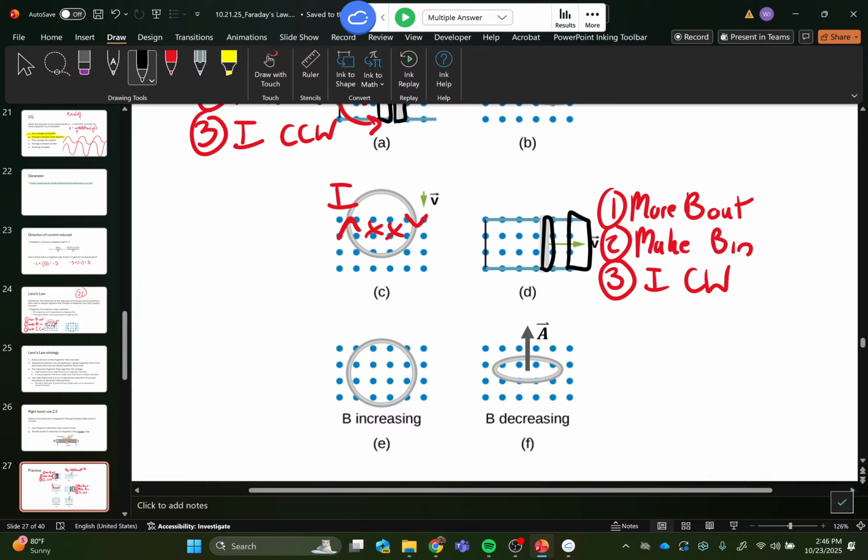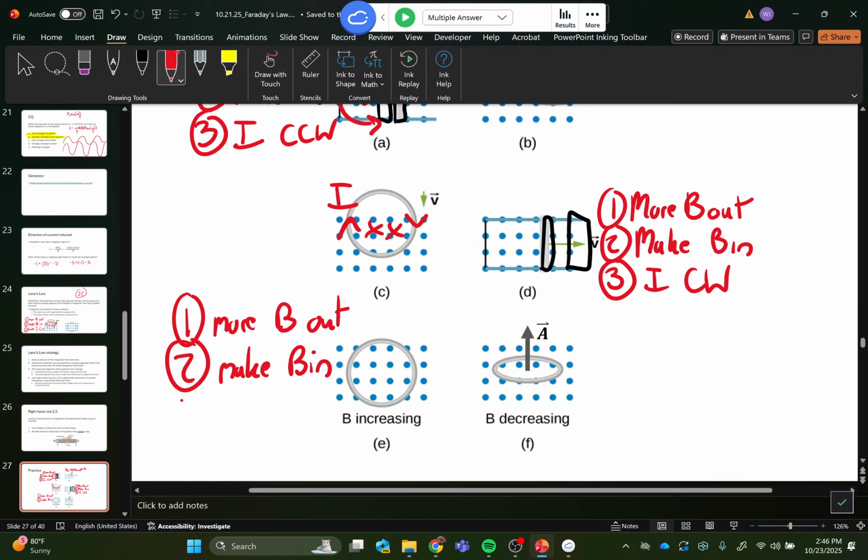All right. So if B is going up, I'm getting more B out. How do I counteract that? Make B in. How do I make B in? I make my current go clockwise. So when we say this field, the stronger the field, the more arrows there are, or dots in this case.